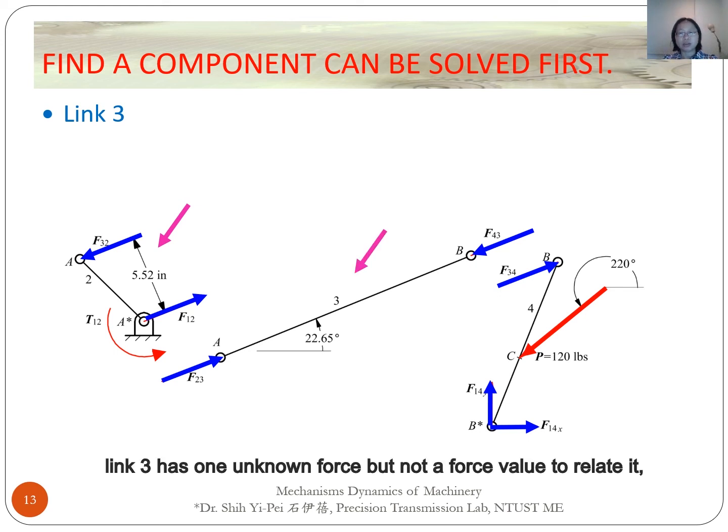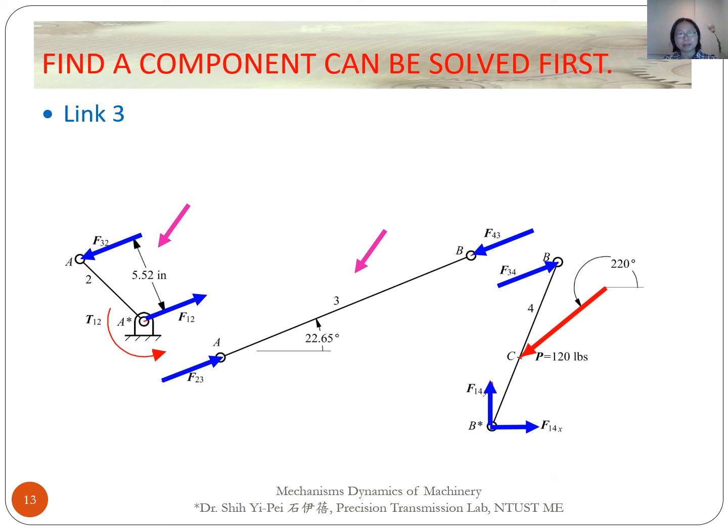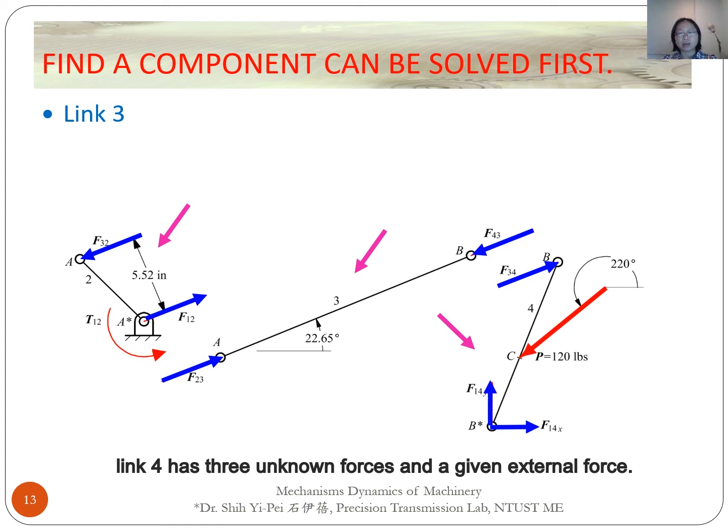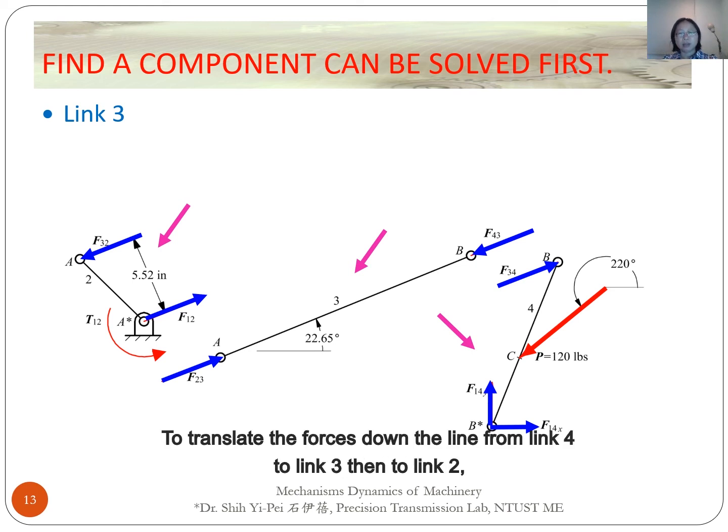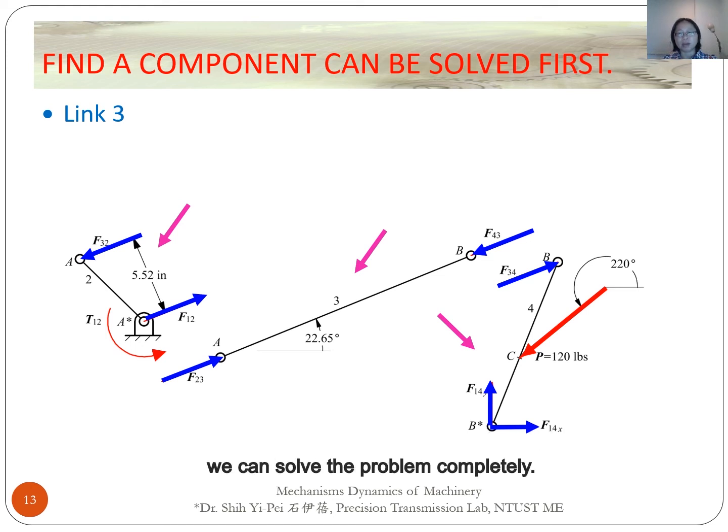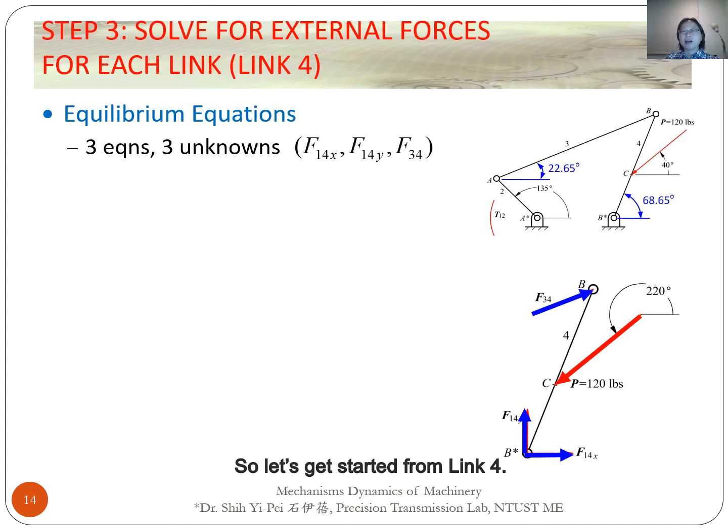Link 3 has one unknown force, but no force value to relate it, so we cannot solve it either. Link 4 has 3 unknown forces and a given external force. Since we have 3 equilibrium equations from the free body diagram and a force value to relate it, we can solve it this time. By translating the forces down the line from link 4 to link 3, then to link 2, we can solve the problem completely. So let's get started from link 4.